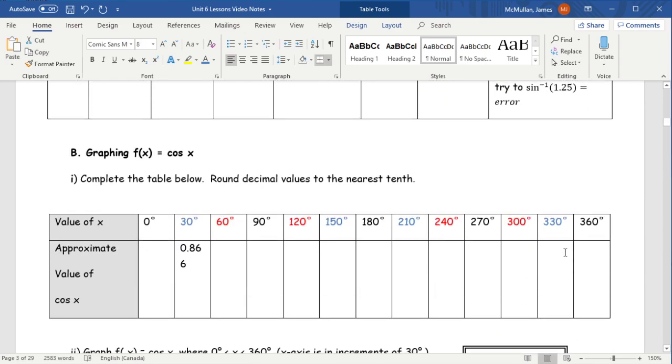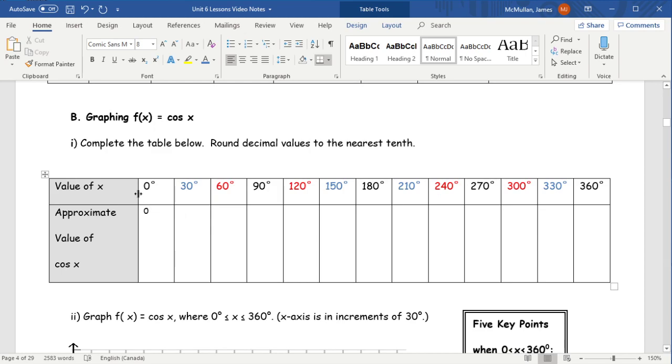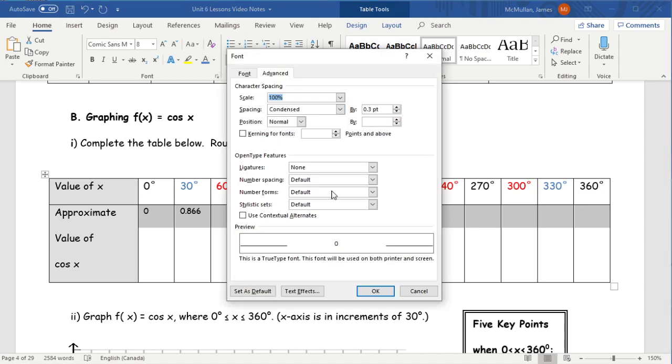Let me copy these two because I adjusted the font correctly. So these are not the right answers. I just wanted it to have the right font. Okay, so that was clearly a waste of time. Size 8, font condensed.